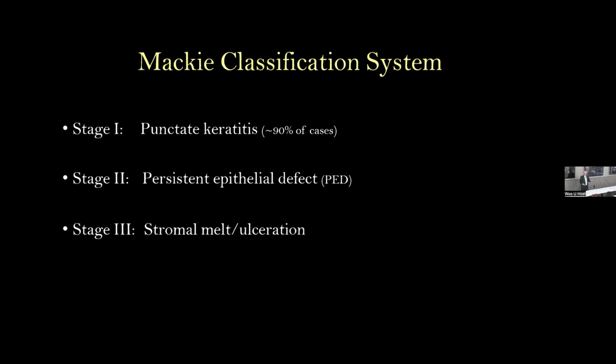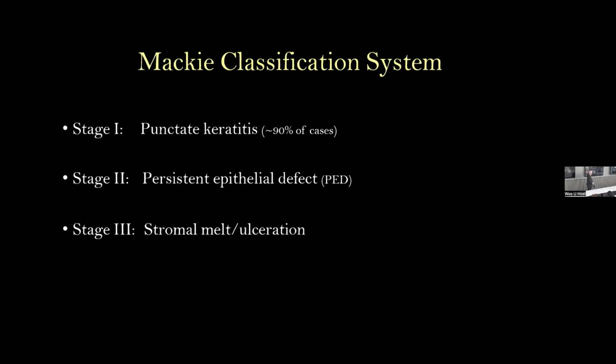Very simple. 3 stages. Stage 1, punctate keratitis. And this is the group by far and away that's the most common. In my clinic, 90% of the cases fall into stage 1. And this is the group that's universally misdiagnosed as dry eye.